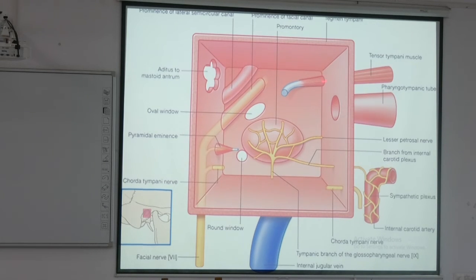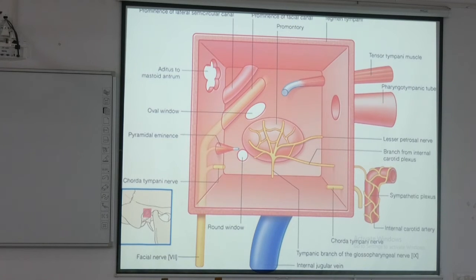In the upper part, we have two tunnels to transmit two structures: an upper tunnel and a lower tunnel. The upper tunnel transmits the tensor tympani muscle. The lower tunnel transmits the auditory tube. These are the features present in the anterior wall.